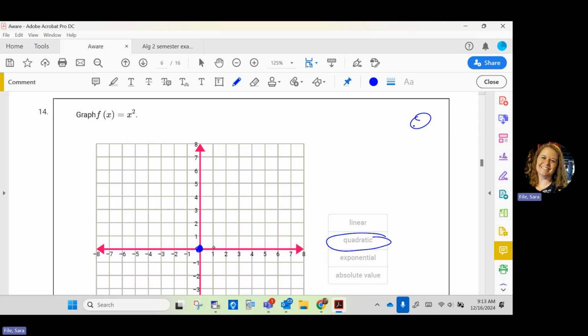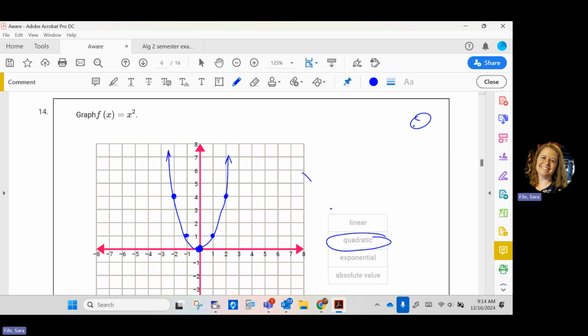So for the parent function, 1 squared is 1, or 2 squared is 4. Okay, and those reflect over on the negative side as well. So you could plot any of those other 4 as your second point, and it will automatically draw the curve for you.